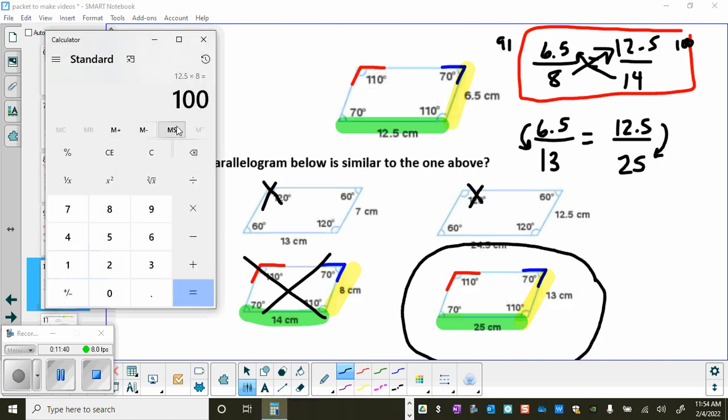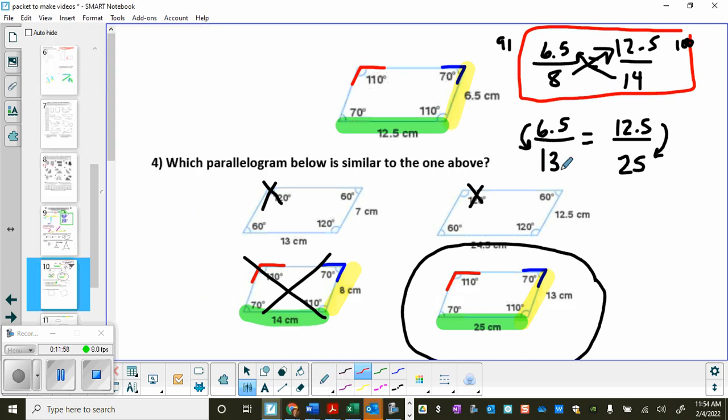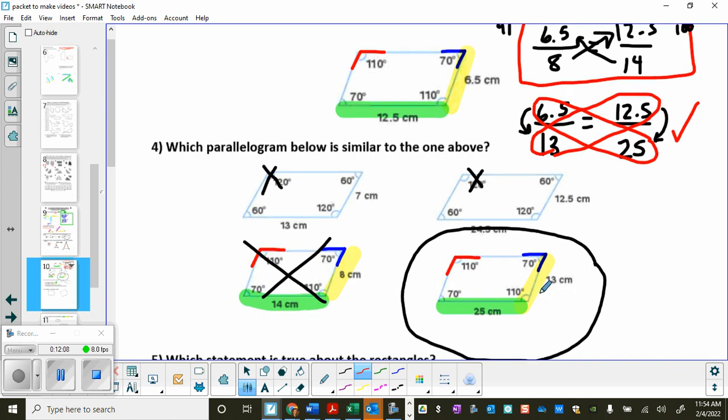And just to make sure when we cross multiply, I'm going to do 6.5 times 25. And we get 162.5, 162.5. And let's see if I get the same thing when I cross here. Yep, I get 162.5. So again, when I cross multiplied, this number was the same as this. We know that this, yes, is a proportion. And so therefore, this shape is proportional to this shape, which means it's similar.